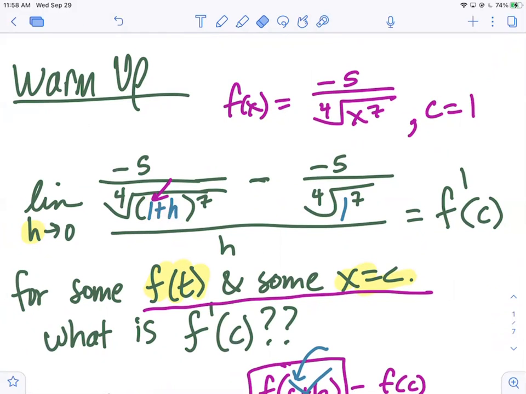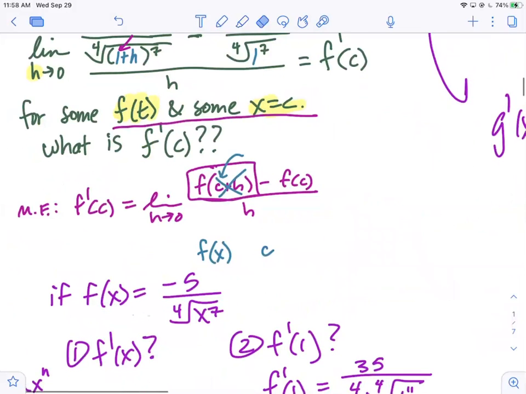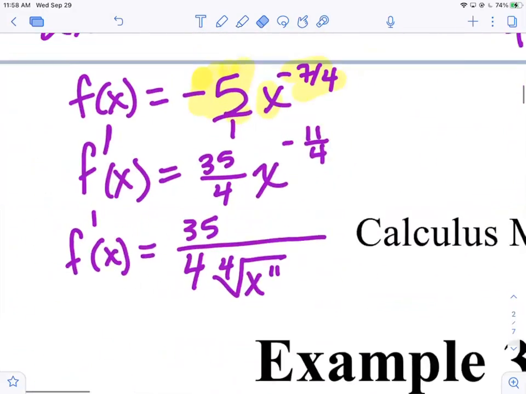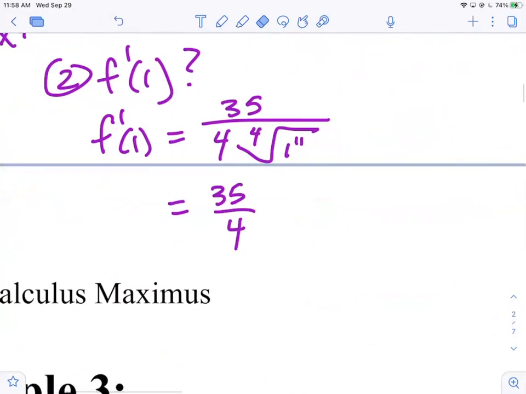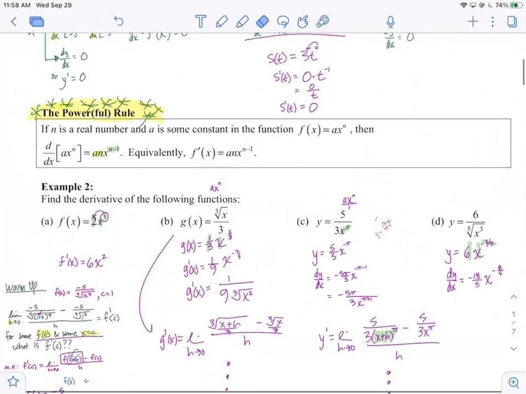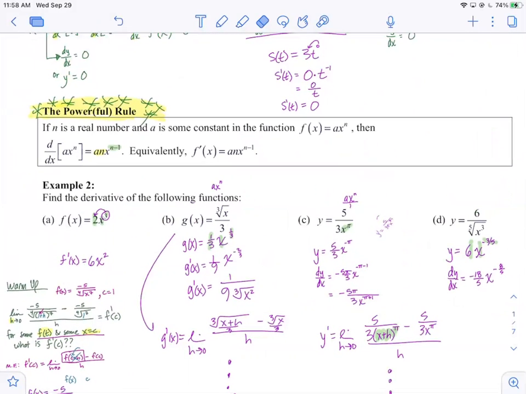Now, if you were on your way to algebraically evaluating this limit, you would have come up with 35/4. Okay. The power rule, very powerful.